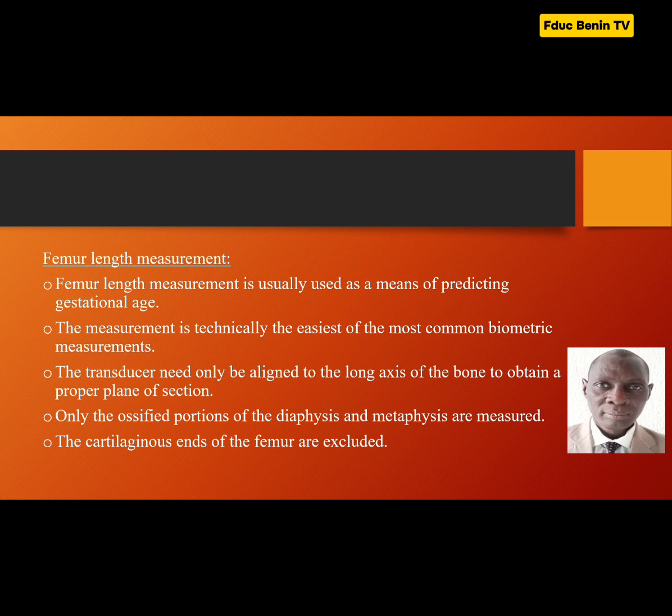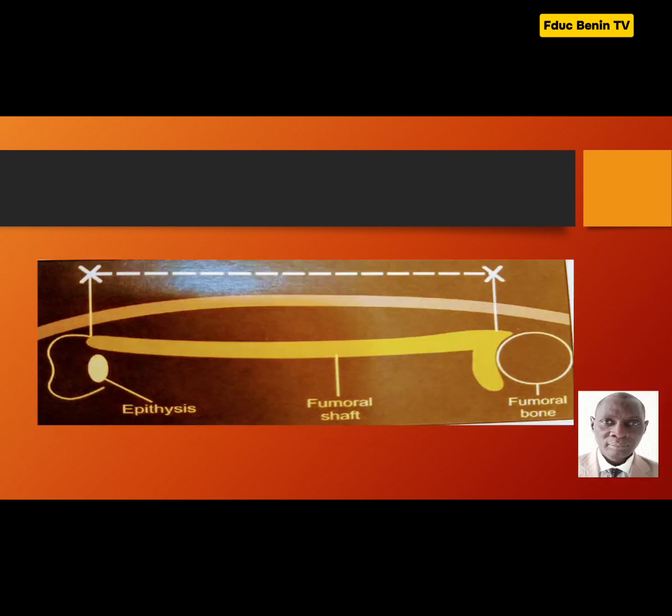Now, the transducer need only to be aligned to the long axis of the bone to obtain a proper plane of section, because you need to see the bone in its entirety before you can take your measurement. And when you are taking the measurement, only the ossified portions of the diaphysis and the metaphysis are measured. The cartilaginous ends of the femur are excluded, so you don't include that. And if you do that, you will have a spurious measurement, which will now invalidate your gestational age.